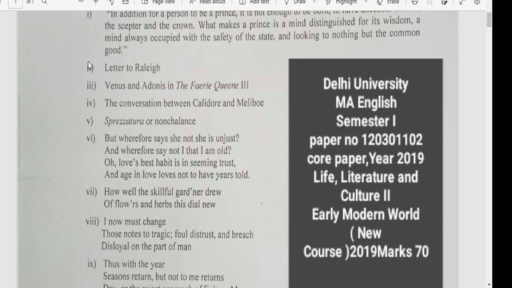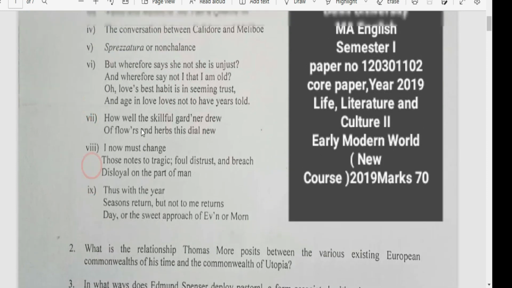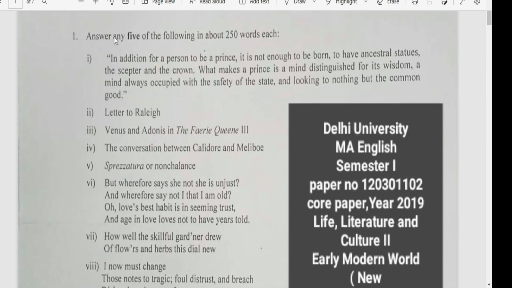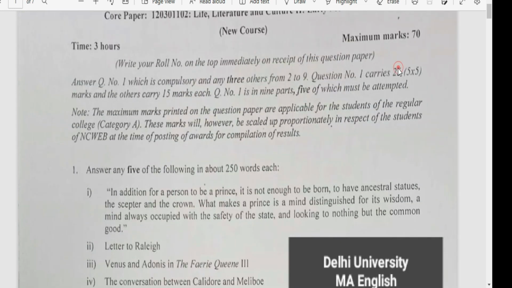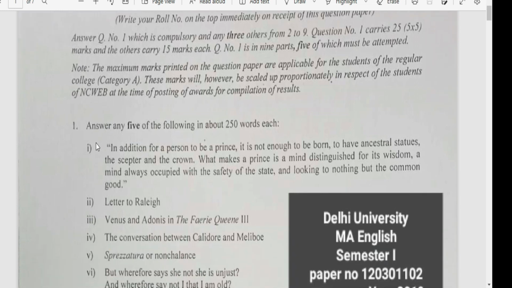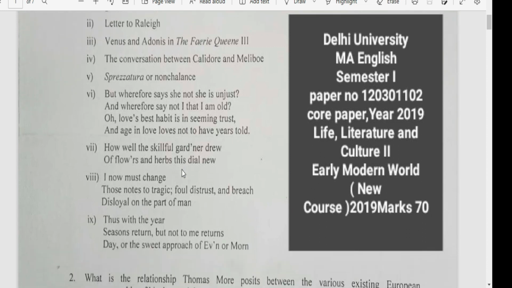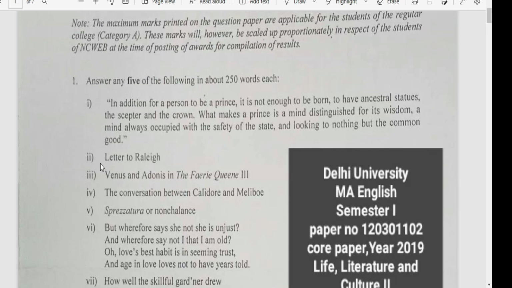Now question number 1, which is compulsory, we have already read about this. Answer any 5 of the following in about 250 words. So there are 9 questions, and you need to write them in a short form, and you have to attempt any 5. And each question is of 5 marks, so 5 into 5 is 25. It is written 25. So I will just read out the questions of question number 1.